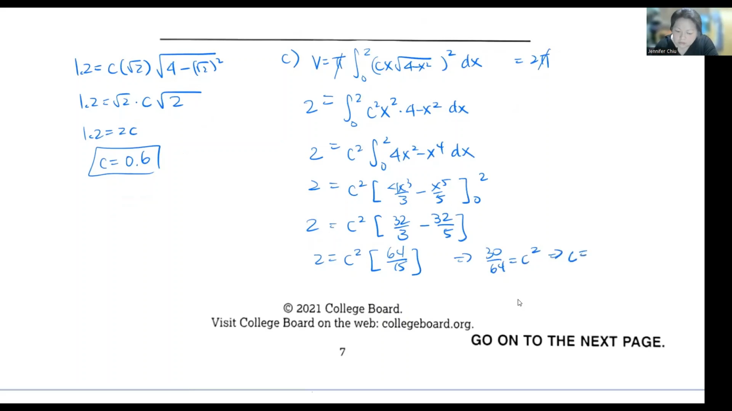So c must equal plus or minus the square root of 30 over 64. Right, so you can reduce that. There's a couple ways to reduce this. Because c is a positive value, a negative value wouldn't give me the same curve here. So c is going to be square root of 15 over 32, or you can say square root of 30 over 8. That works. So either way is your answer. Okay.